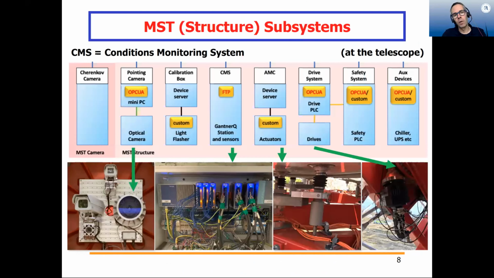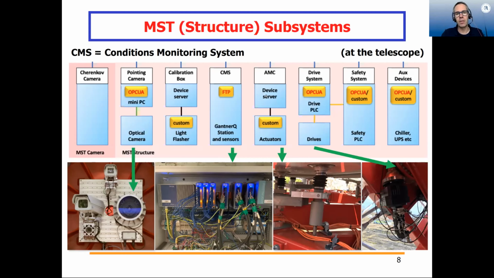So at the telescope, we also have control systems. And basically, this chart is showing you the connection between the actual telescope hardware at the bottom and the control at the telescope. So let me highlight a few things. We have a pointing camera. It's an OPC server running on a mini PC connected to an optical camera. There's some calibration device. We also have a conditions monitoring system. You can ask me about it if you're interested. And we have this AMC system.